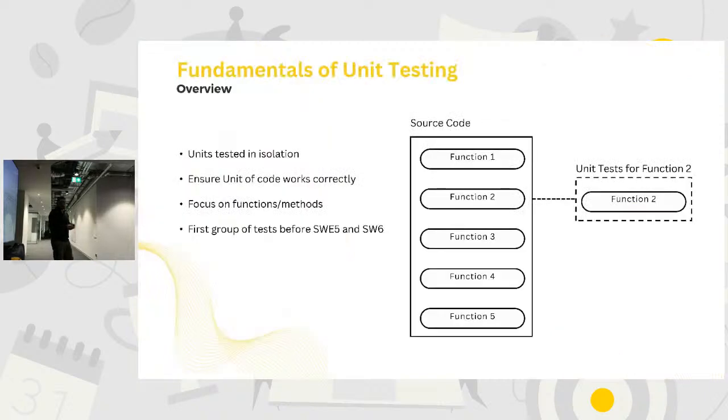So let's start by explaining an overview of unit tests. Basically, it's to test in isolation. So we take one piece, one component of our project, let's say a function, and we will test it isolated. You can see here the source code with 1, 2, 3, 4, 5 functions, and we take one of them, put it isolated, and we will test how it works. It's used to ensure the code works correctly, and it's focused on functions and methods. So it's the first group of testing.